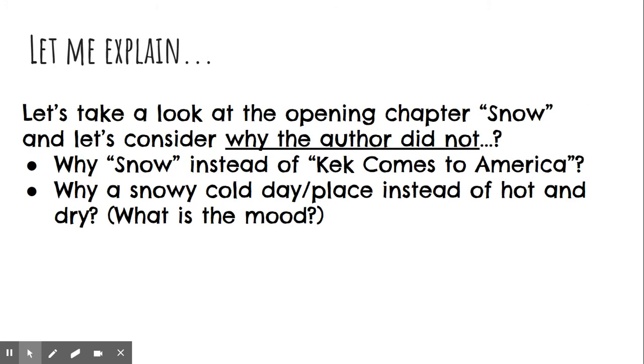So let's take a look at this first chapter, Snow, that we read a while ago. And I want you to think of these questions. Why did she call this chapter Snow instead of Kek Comes to America? And why a snowy, cold day instead of a hot and dry day? What does that do to our mood? Okay, I'm going to just read this chapter and I want you to be thinking. You can ask more questions than that, thinking, why did she make this decision?